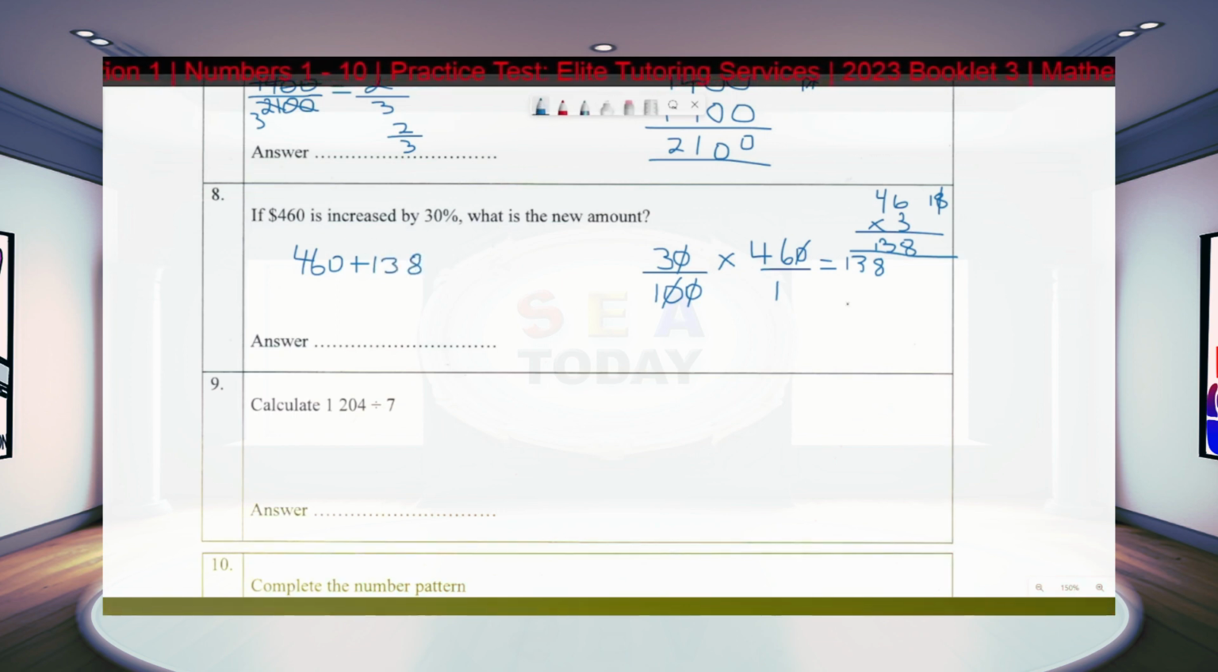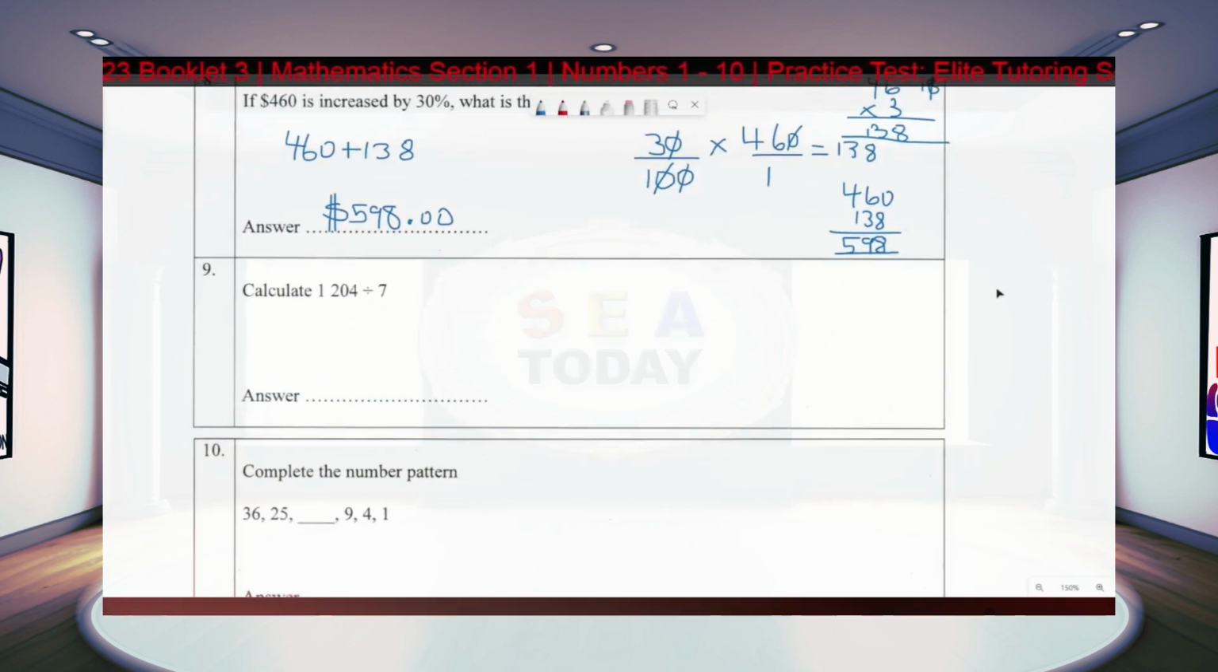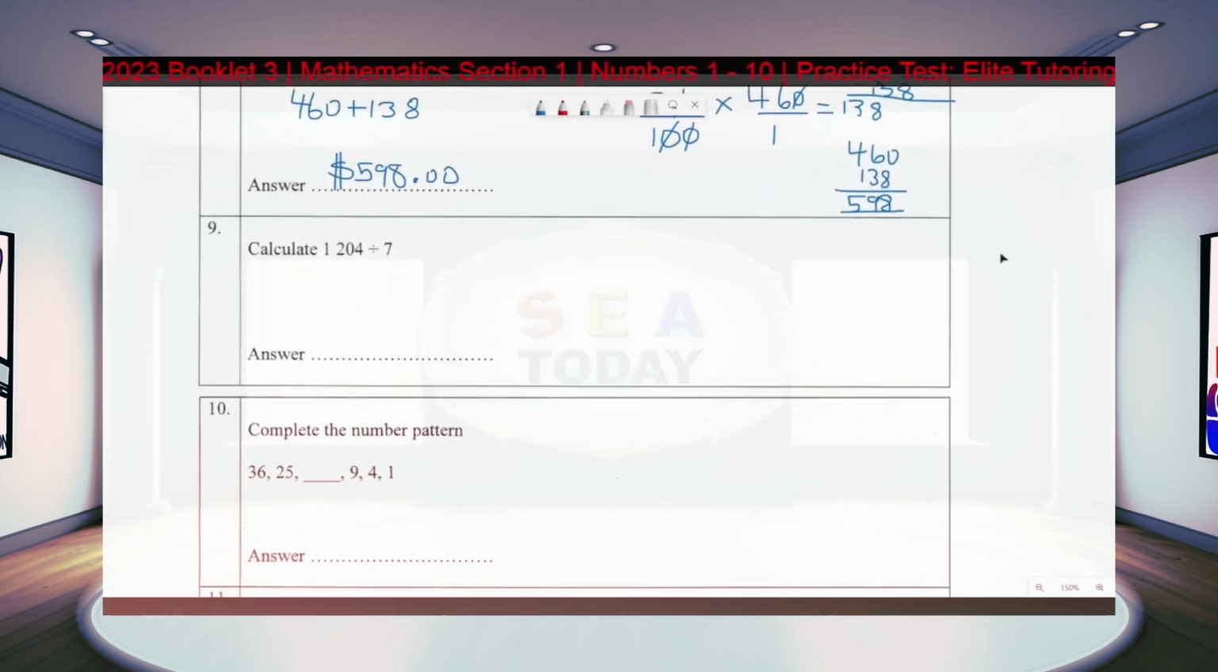Alright, so we're going to do 460. Please try and show your working, because you want to get all the marks possible. 0 plus 8 is 8, 6 plus 3 is 9, 4 plus 1 is 5. So the new amount, if we increase $460 by 30%, you'll have $598.00. Make sure and write the complete number value for money, including cents.